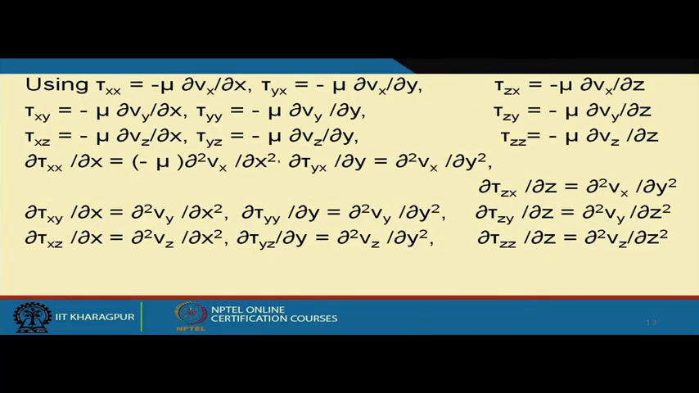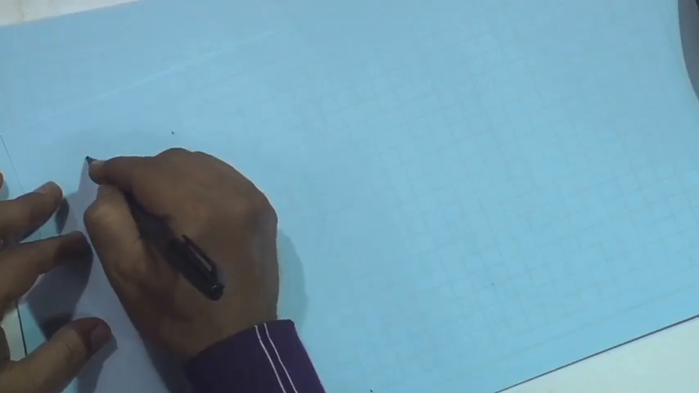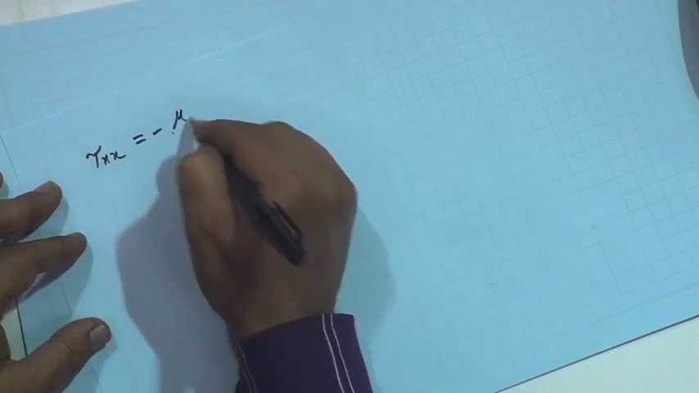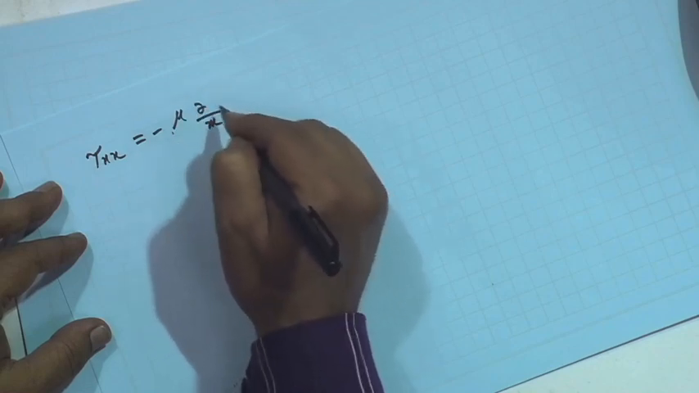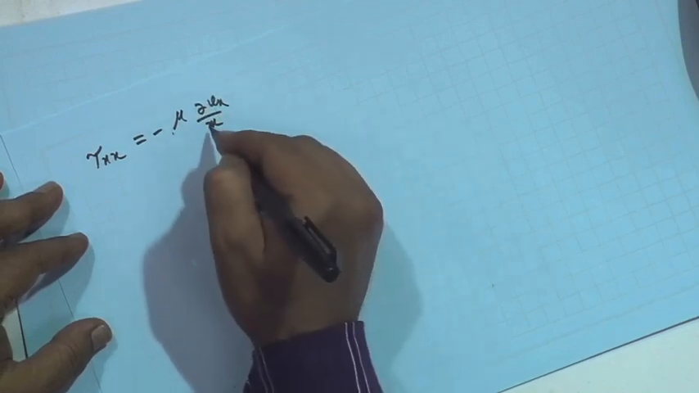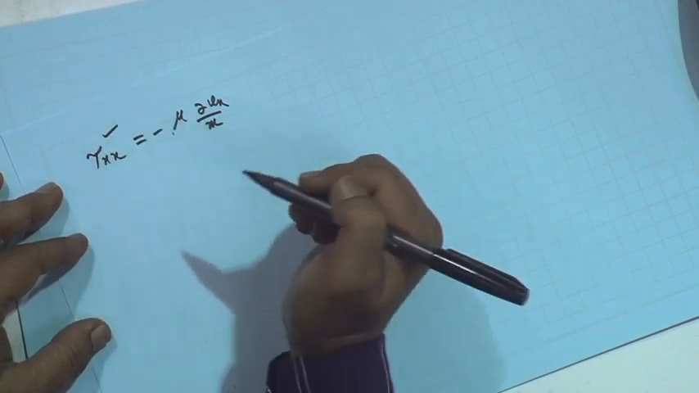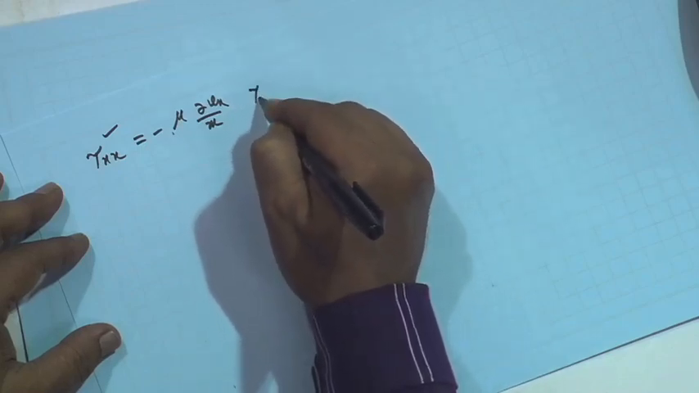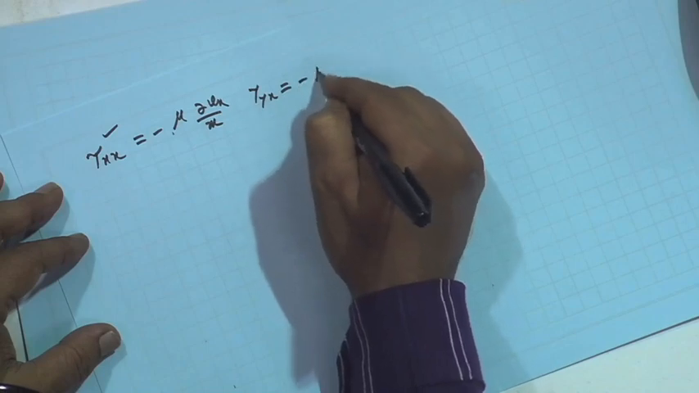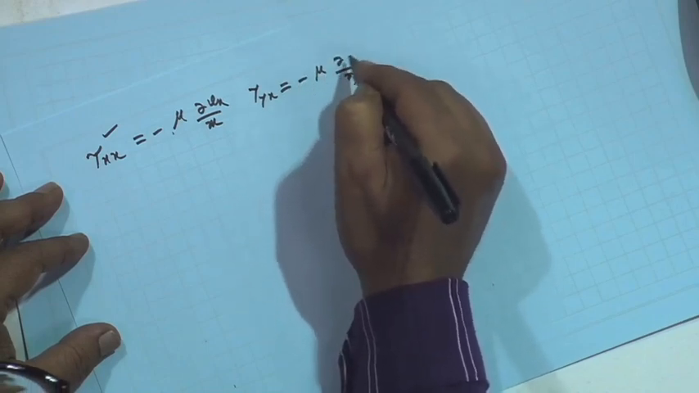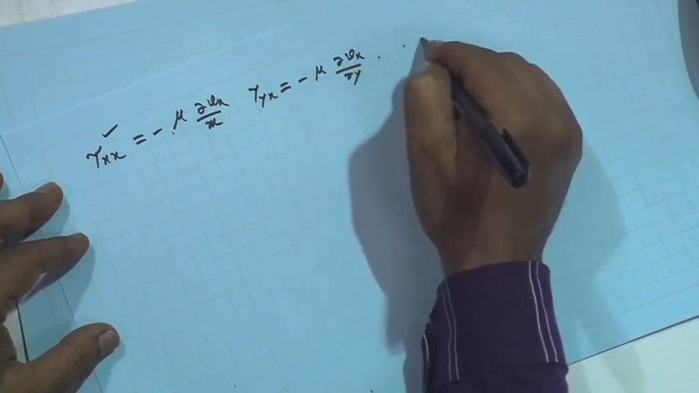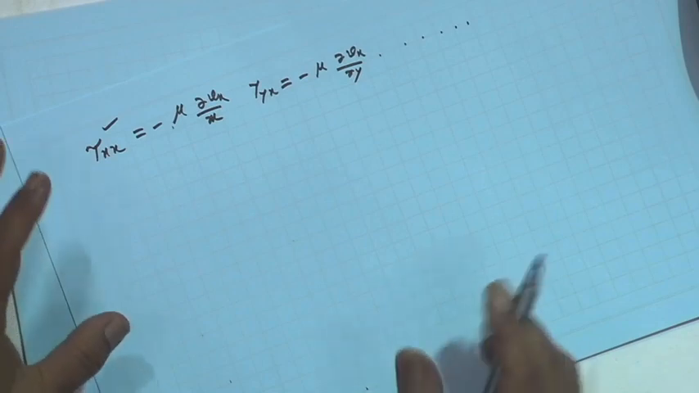Now, if we substitute by using the value, tau xx is nothing but minus mu del x of Vx. Similarly, we can also write tau yx is equals to minus mu del y of Vx, right, and using the similar way all the other different taus, right.